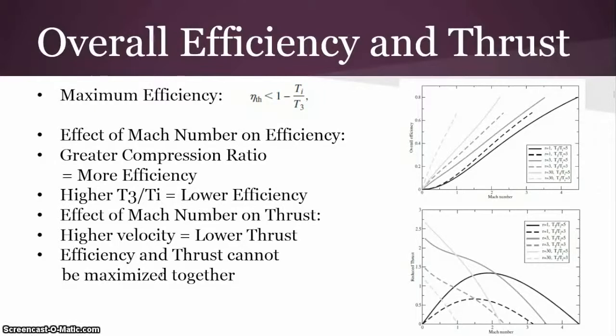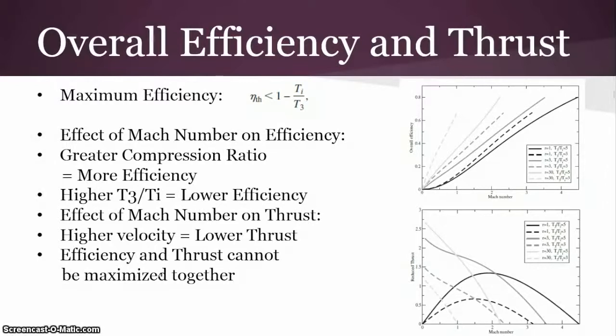The effects of the Mach number on overall efficiency can be seen in the graphs displayed. An increase in the compression ratio leads to a greater efficiency. Moreover, an increase in the T3 over Ti ratio decreases the efficiency. This graph explains why the Concorde, which actually had a Mach number of 2, had higher efficiencies than commercial aeroplanes.